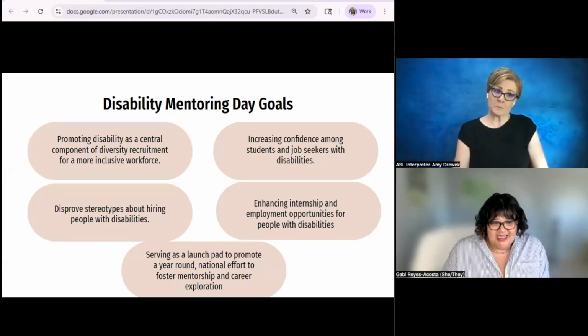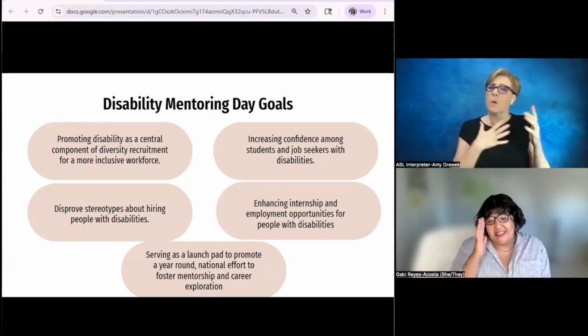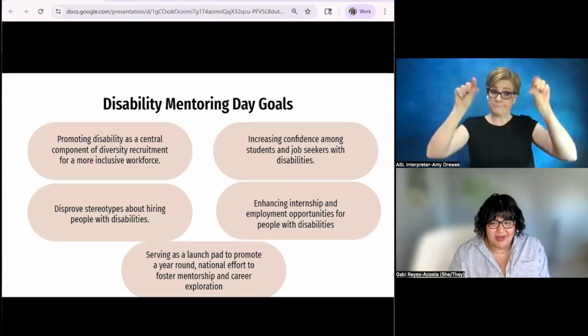So our next slide is a white slide. It says Disability Mentoring Day Goals at the top.